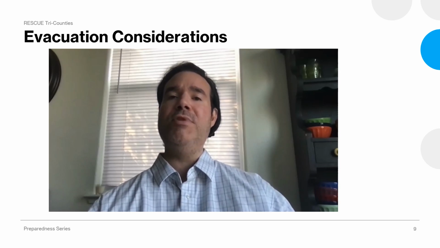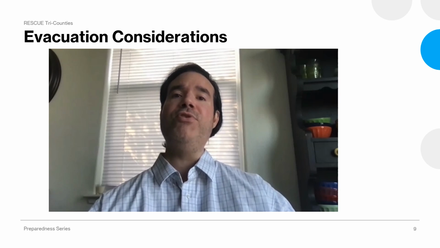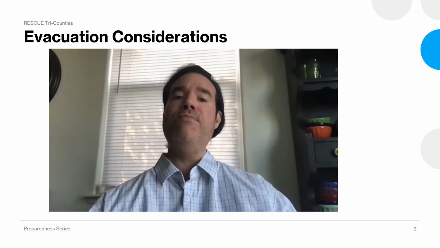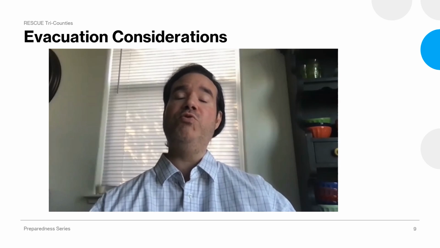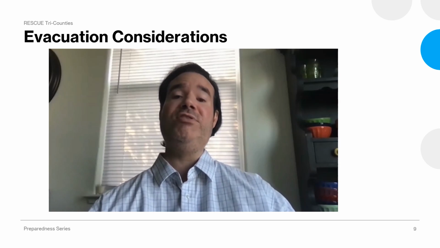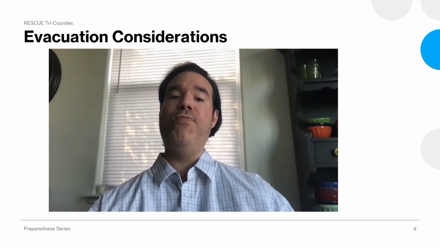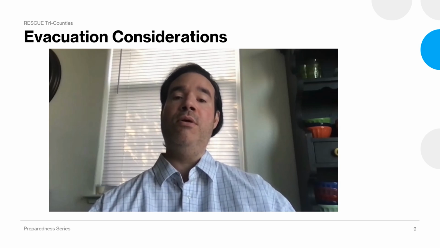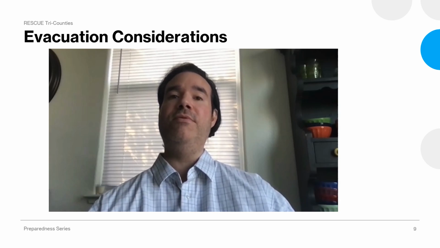Number 3, sign up to receive important information. Sign up for local emergency alerts, things like Code Red. Sign up for the latest information on resources for California's wildfires by visiting news.caloes.ca.gov. Remember, you have the power to plan for your life safety. Be safe, be well, and be empowered.